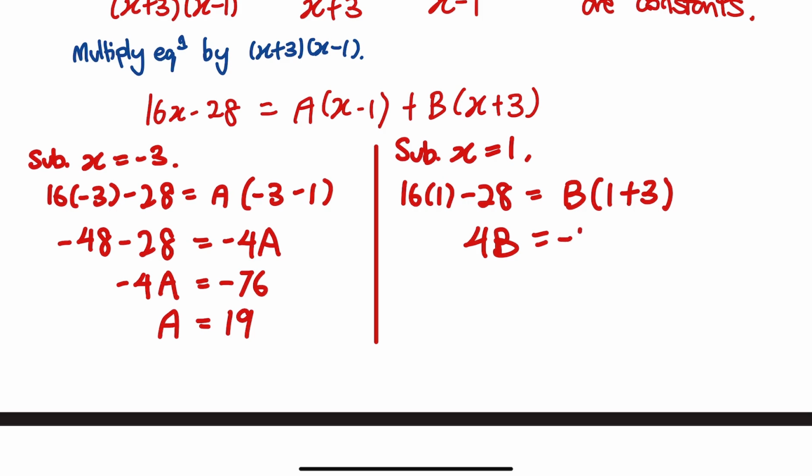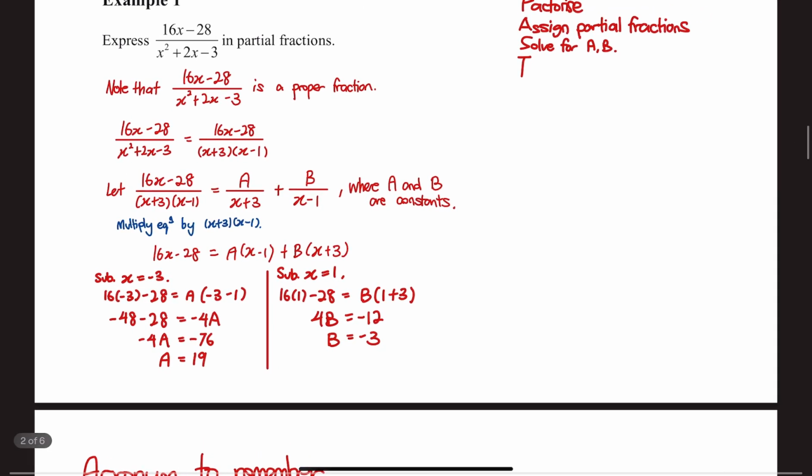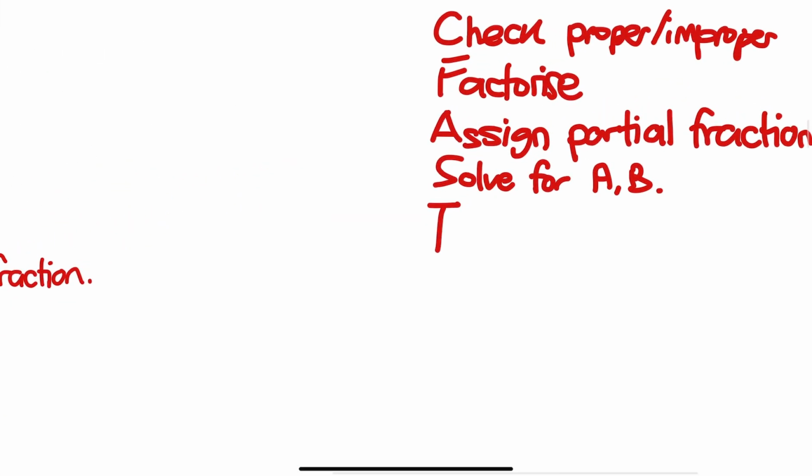Okay, which will be negative 12. Therefore, b is equal to negative 3. Okay, so now solving part, I have now done this part of solving for A and B. Last step, T. See fast. T stands for tie together everything.